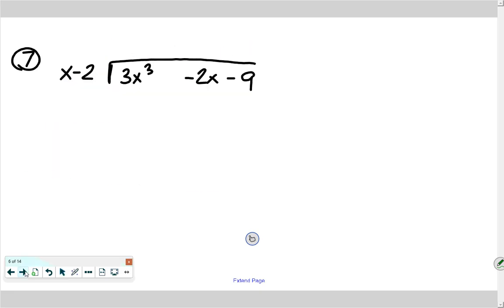Okay, next guy, number 7. Okay, long division. So on the first one, number 7, you get a remainder. The next two, we're going to factor down further.